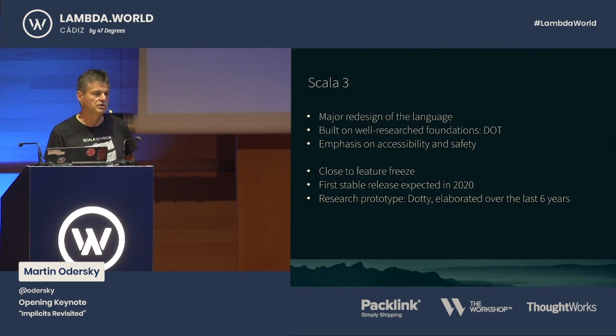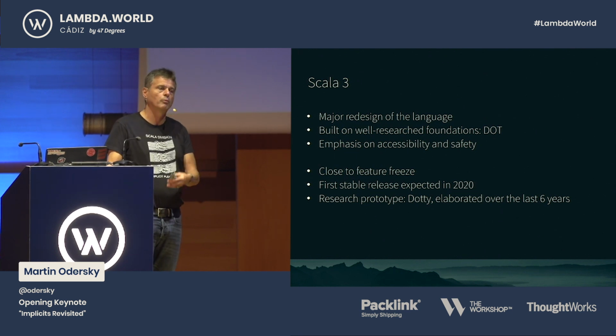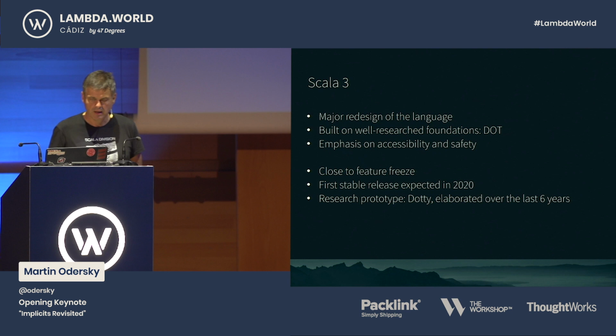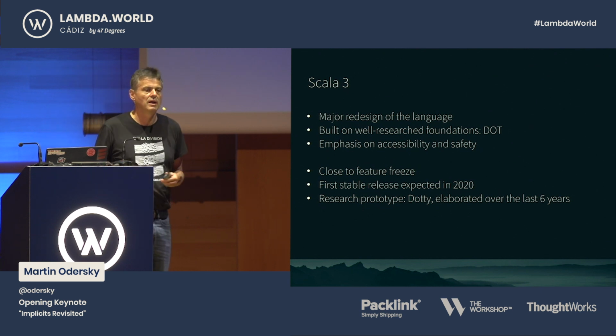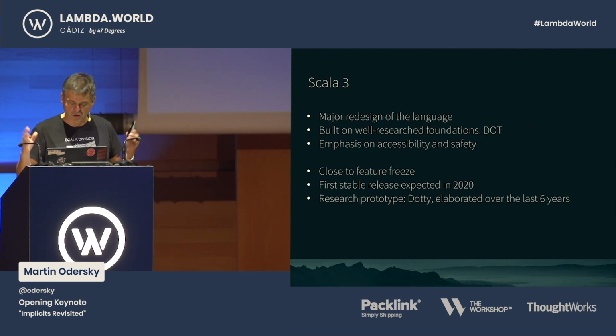The language as it is currently is evolved in the Dotty project. Dotty is essentially the research prototype, but the Dotty compiler will become the Scala 3 compiler next year when we release 3.0. So Dotty is a long-running project. It's been elaborated over the last 6 years, so there's a lot of stuff in it that will come out next year. But I believe the most important redesign is really implicits. There are a lot of other good things in there, but implicits is the most drastic step because it changes also a lot of what exists currently in the language.